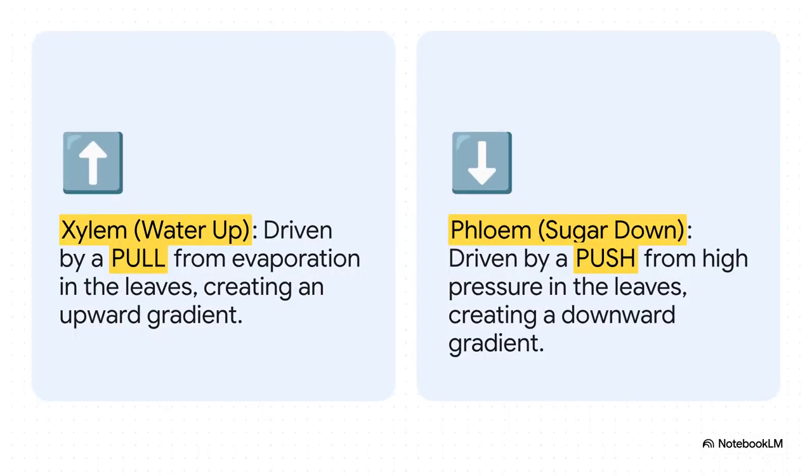But the biggest problem, the one the paper really hones in on, is a logical one. The standard model has two totally opposite forces working at the same time. You've got a pull for the water going up, driven by evaporation, and then you have a push for the sugar going down, driven by high pressure. They're two completely different opposing mechanisms.